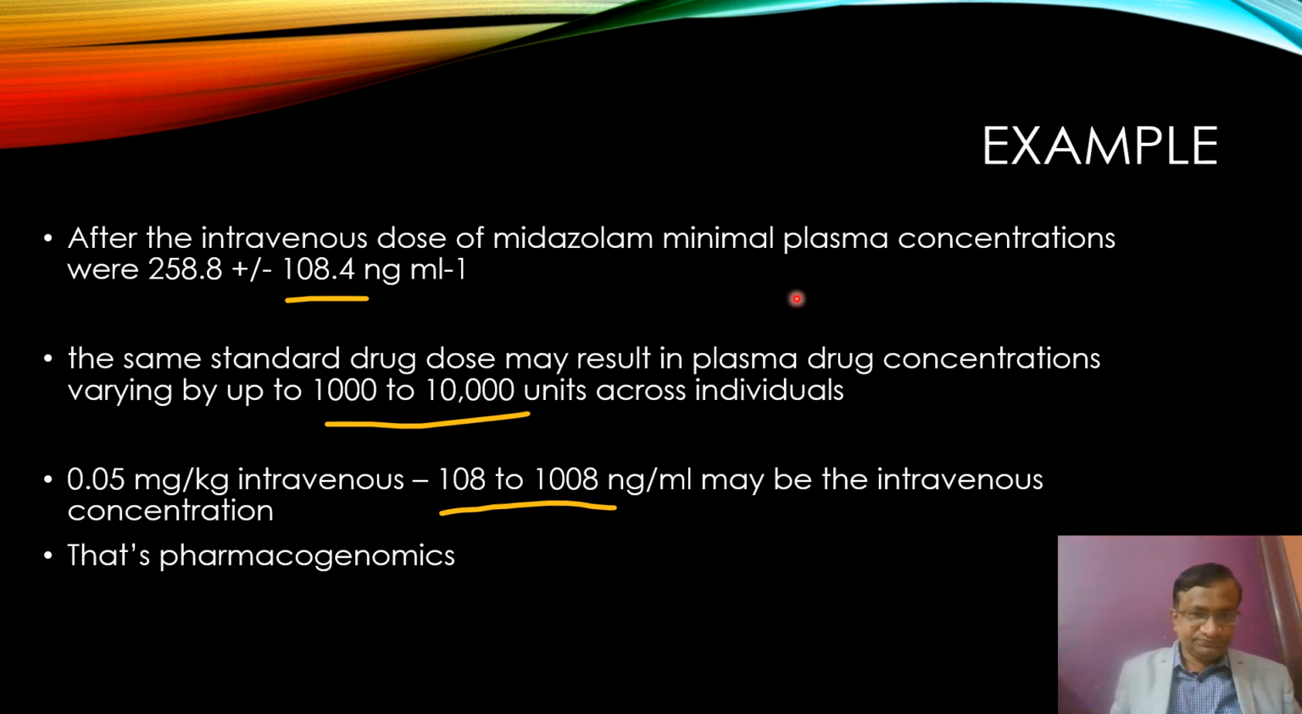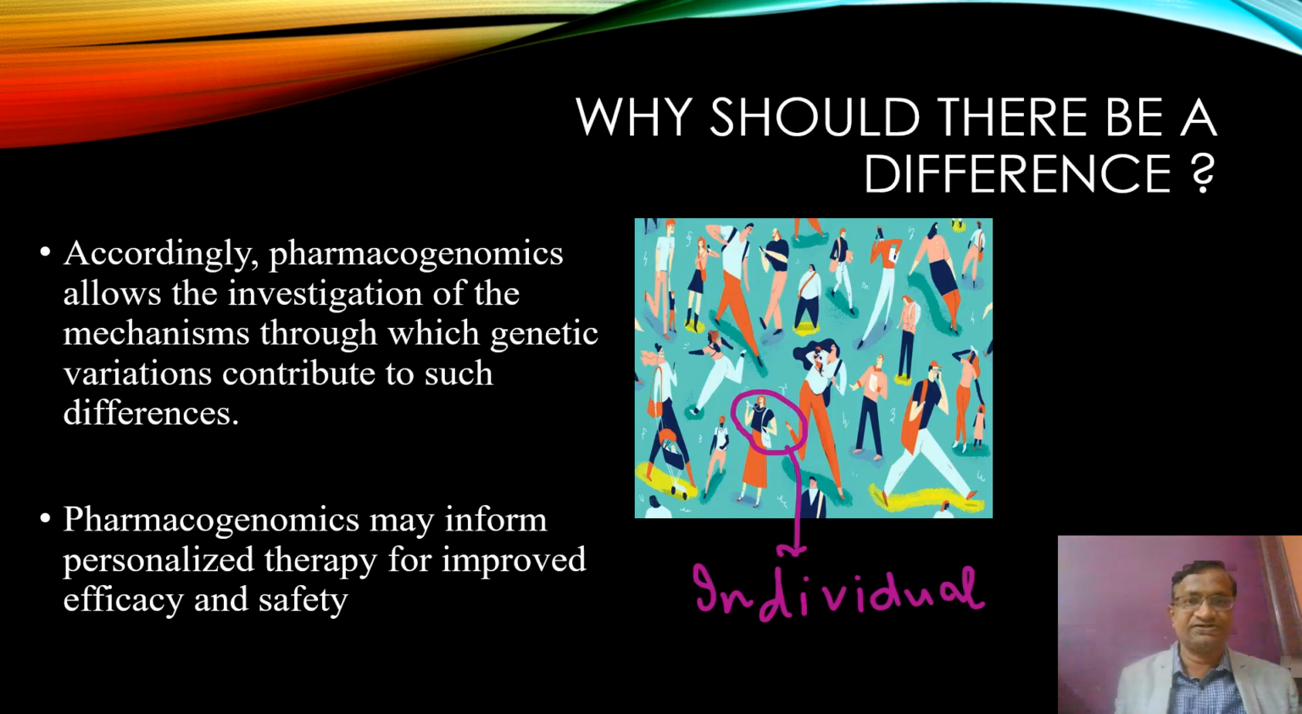Now, for example, we are giving midazolam IV. For example, the patient has a minimal plasma concentration of 108.4 nanograms per ml. The same standard drug dose may result in drug concentrations from 1000 to 10,000. What do you mean by that? With 0.05 milligram per kg of the same intravenous dose, it can be either 108 or 1008 nanograms. That is what is called pharmacogenomics.